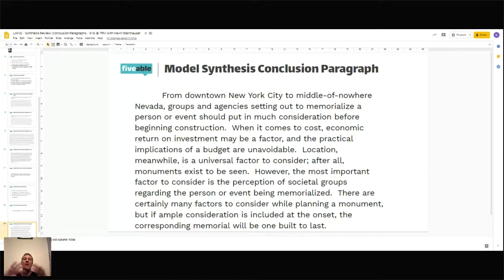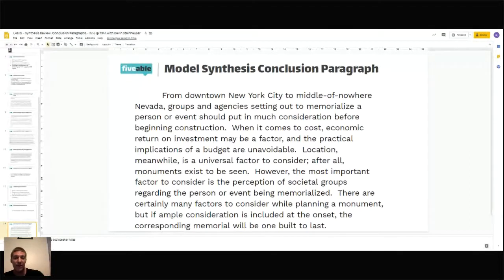And then here's my final thoughts. This is not anything super fancy. The thinking's done, like I said. I have a sentence on cost, a sentence on location, a sentence on societal perception. Boom, boom, boom. I hope you see this is not me copying down my topic sentences again. This is me just flowing from one idea to the next and seeing the connections between them.